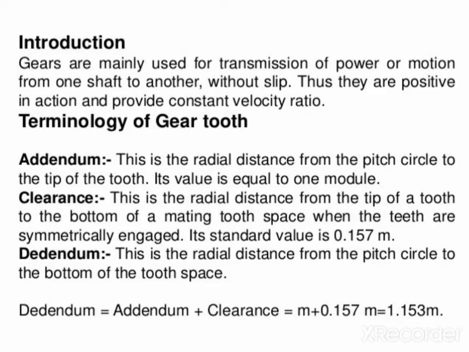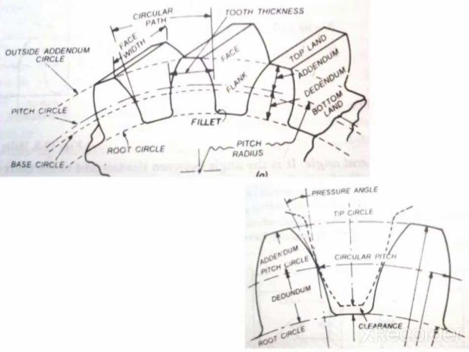Now we will move towards gear terminology. We all know the important terms which are used in measurements of gear forms, the terminology of gear. We will see one by one the different terms used for defining gears. We will start with addendum. Addendum is the height of tooth above the pitch circle. We will see it in the diagram.